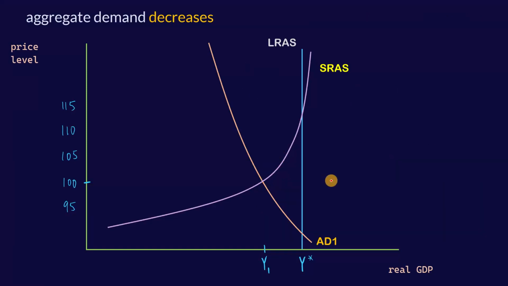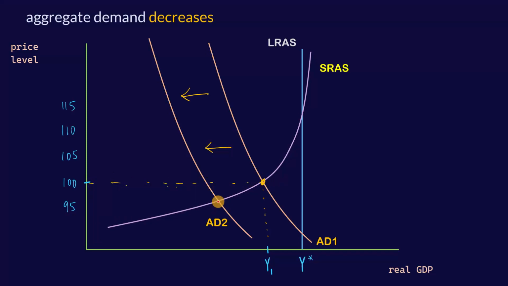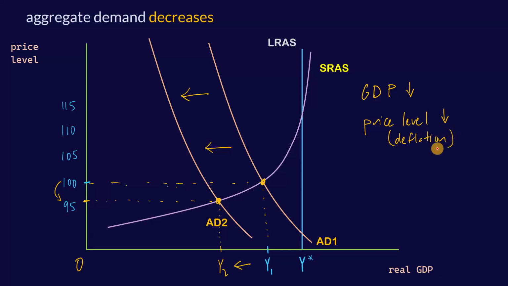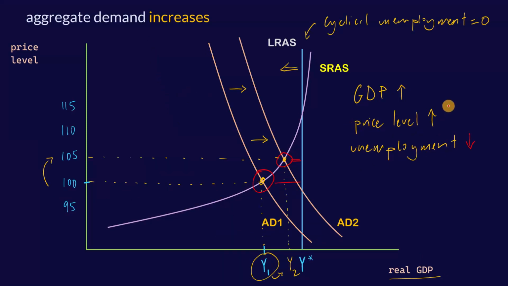All right, now what about when aggregate demand decreases? So the curve shifts to the left. So in that case, we were here, and now we are at this point right here. So GDP has fallen from Y1 to Y2. The price level has also fallen, let's say from 100 to 96. And so actually, let's just make a note, that's going to be deflation. Here, the price level going up, this is inflation.